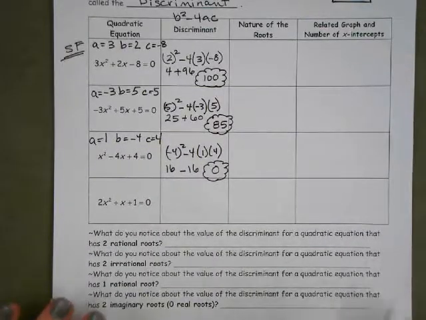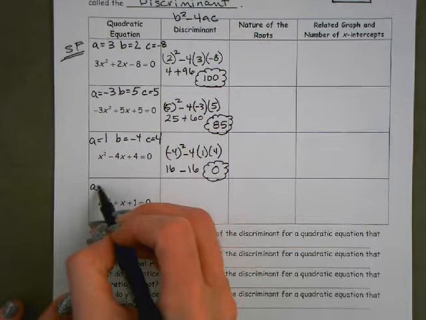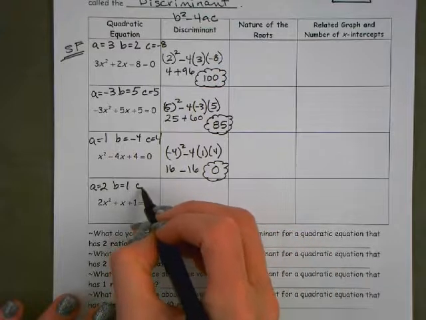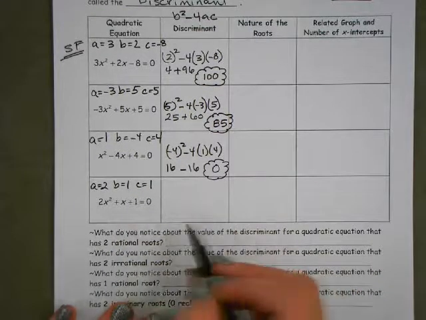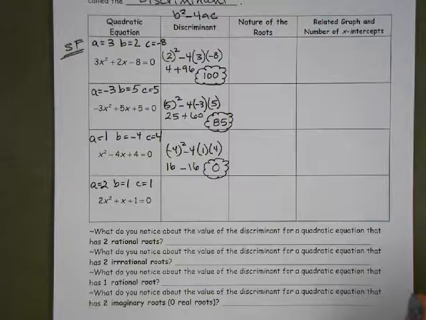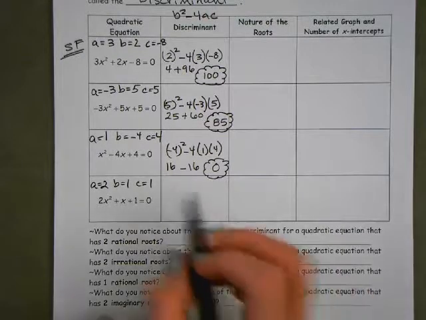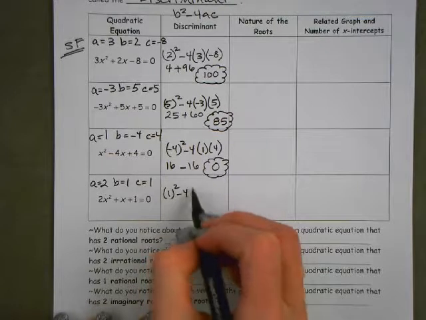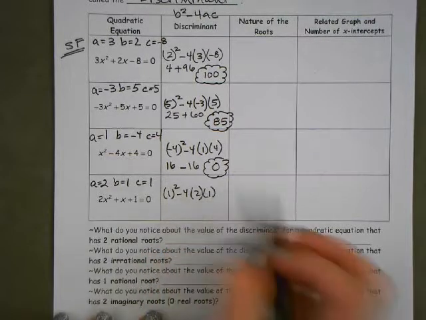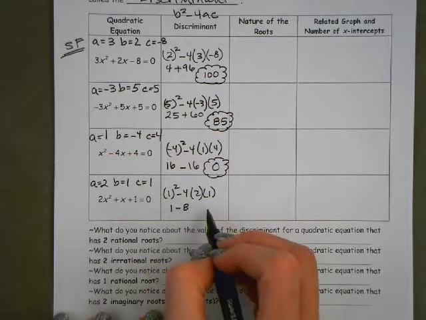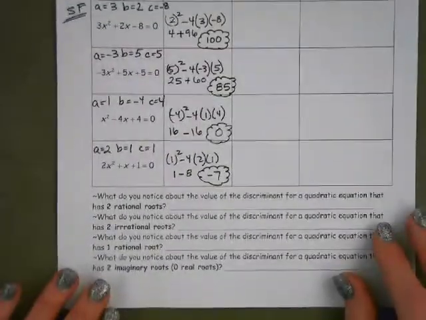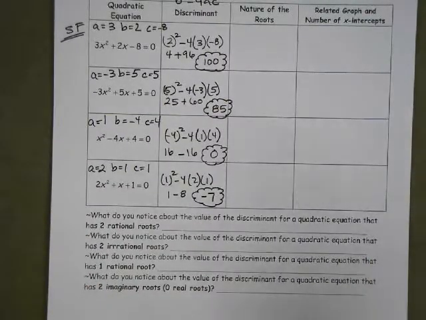So let's look at this last example. What is A? What is B? And what is C? Any guesses what your answer might be on this one, just by looking at the pattern? What did you say? Negative? Let's see. Alright, so we have B squared, which would be 1 squared, minus 4 times 2 times 1. So I got 1 minus 8, which is -7. Yay! -7. Okay, so there are 4 different examples here.